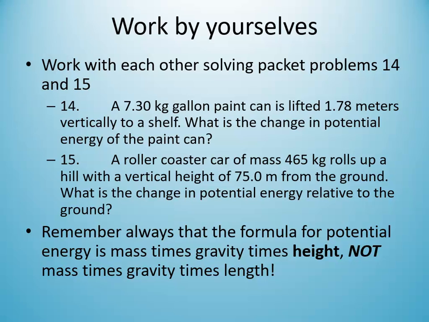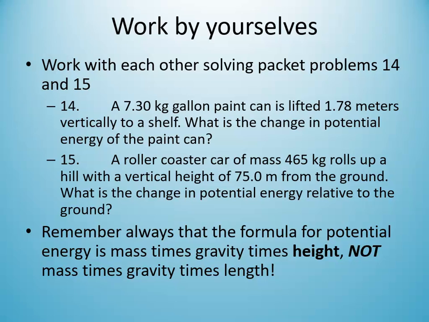So, with that in mind, maybe work by yourselves. On these problems, first you have a 7.3 kilogram gallon of paint lifted to 1.78 meters vertically. What's its change in potential energy? And next, a roller coaster of 465 kilogram mass rolls up a hill with a vertical height of 75 meters. What's the change in potential energy relative to the ground?